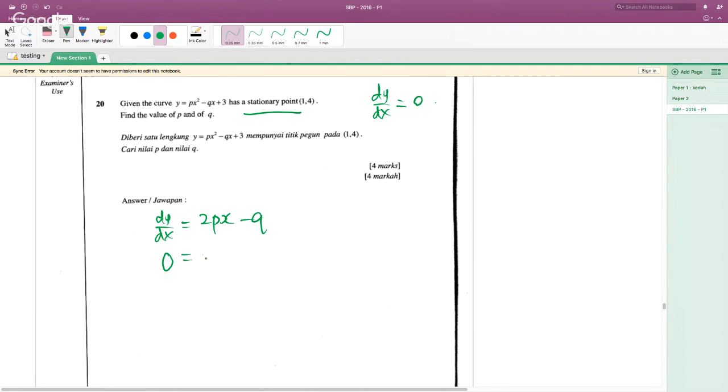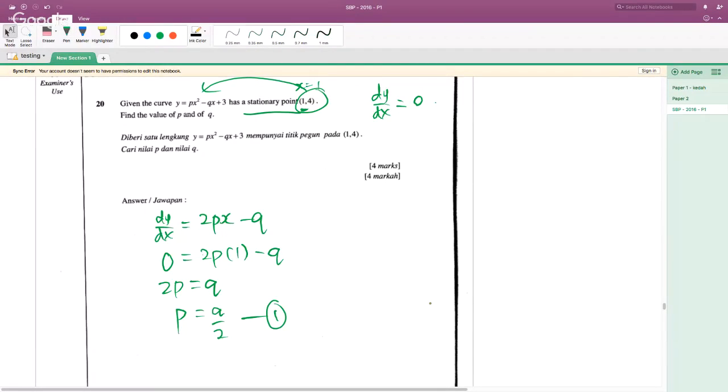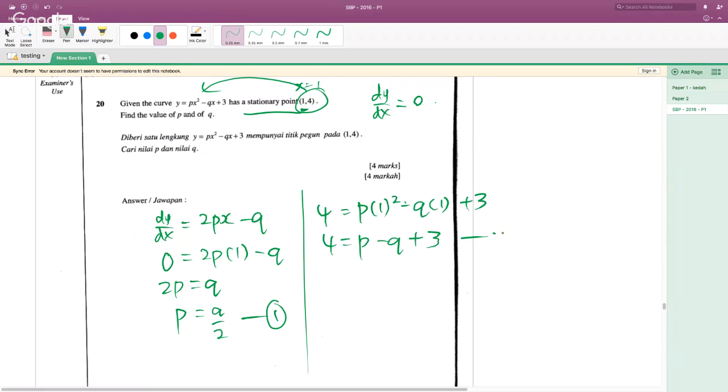So my 2p, the x is 1. My x equals 1 because of that coordinate, minus q. So I can say 2p is equal to q. So p equals q over 2, my first equation. Then I will substitute the whole coordinate into the original equation, and do simultaneous equations. When y equals 4, px squared with x equals 1, minus q times 1 plus 3. So I will have 4 equals p minus q plus 3. This is my second equation. So I will substitute 1 into 2.